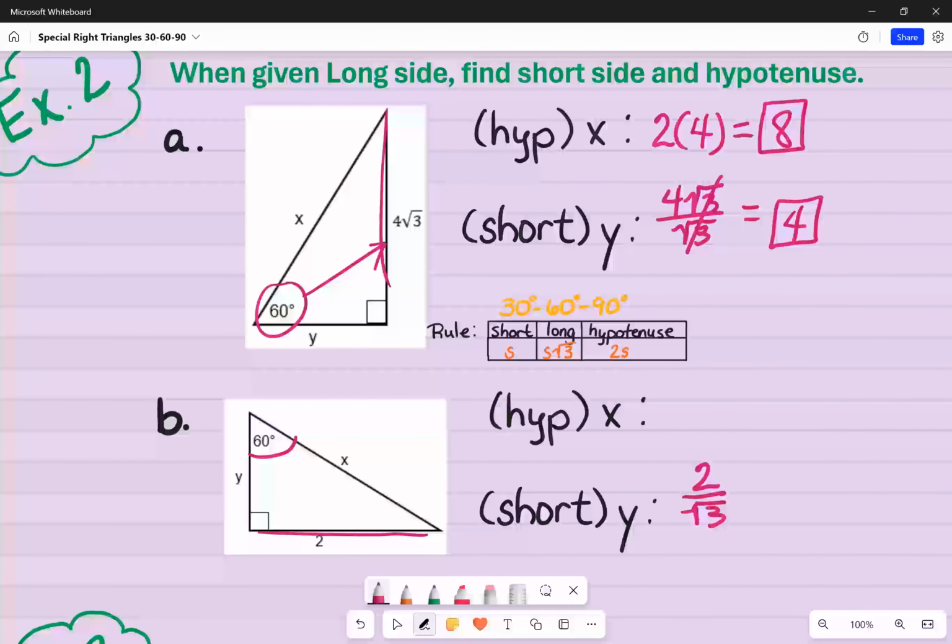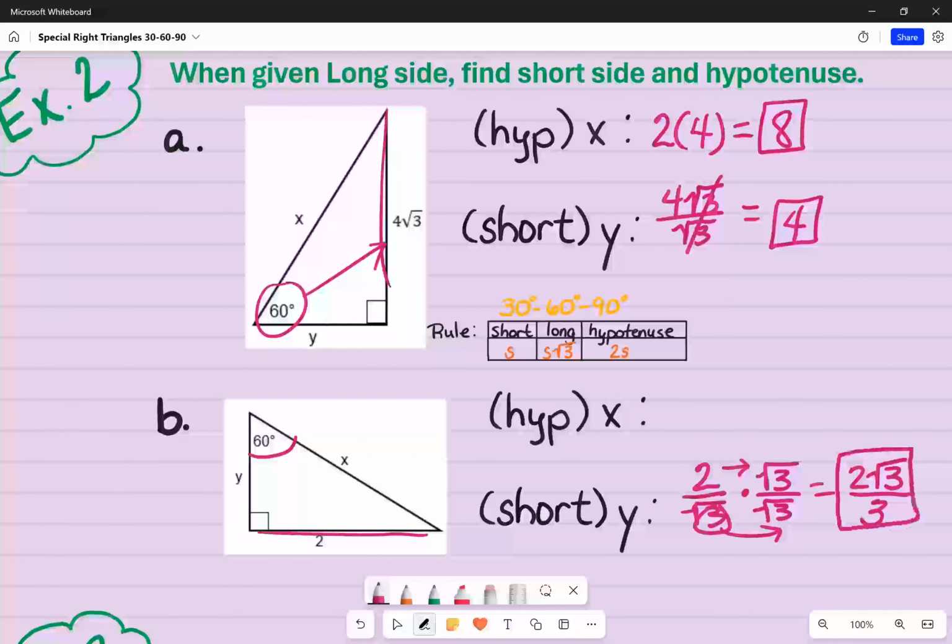Now in class, I told you that you can't have a radical in the denominator. You have to do what's known as rationalizing, which means you're going to multiply the numerator and the denominator by that radical that you're trying to get rid of. Once I simplify this, I'm just multiplying across 2 root 3, and a radical times itself is the radicand, which is simply 3. So now this is my short side, which is my s.